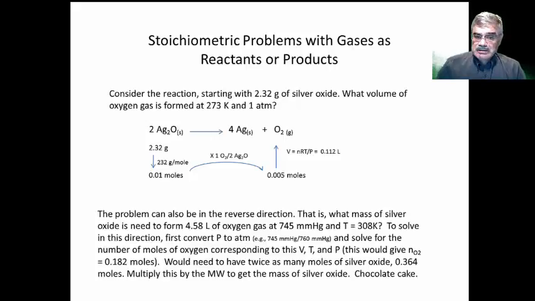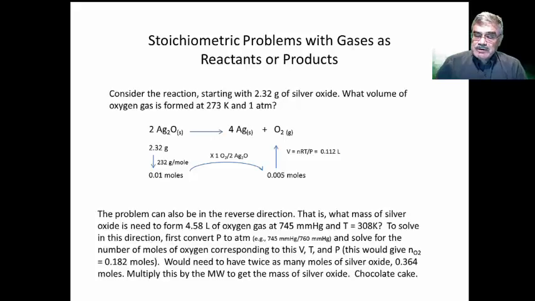Now, this problem can also be solved in reverse. So we can be asked, for example, what mass of silver oxide is needed to produce 4.58 liters of oxygen gas as a product. Let's say for some reason we want to produce that many liters of oxygen gas. At what temperature and what pressure, you ask? Well, what if they say at a pressure of 745 millimeters of mercury and at a temperature of 308 degrees Kelvin? Oh, that means it's not 273, but it's 308. I can still handle that.